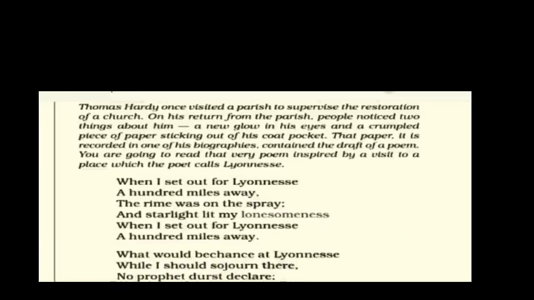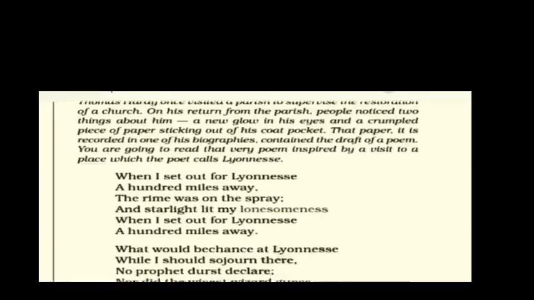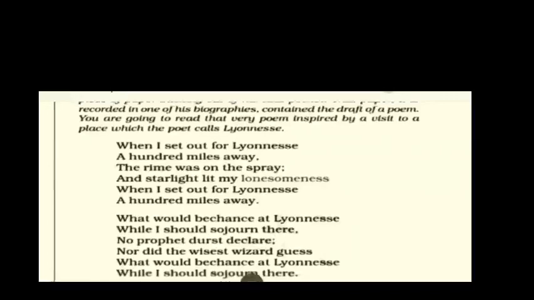So class, let me break down the poem stanza wise, beginning with the first stanza. When I set out for Lyonesse 100 miles away, the poet is talking about his visit to Lyonesse, which is 100 miles away, a long distance.